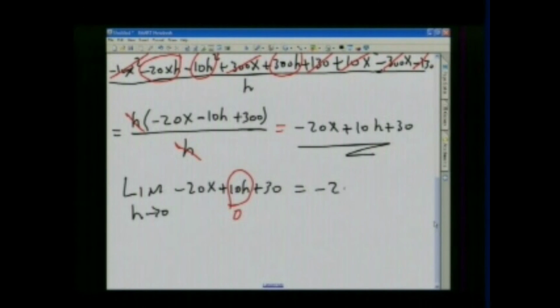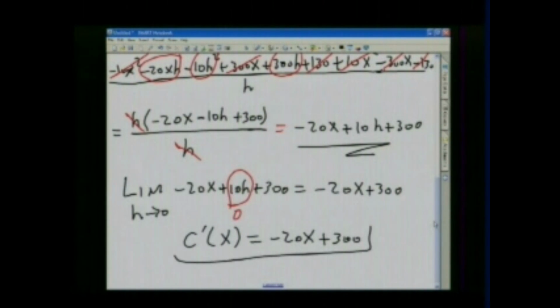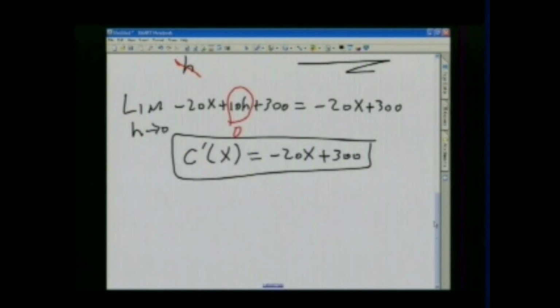You would be left with minus 20x plus 300. Why did I get 30? It's 300. And this is your C prime of x, minus 20x plus 300. That's the derivative. That's part A.